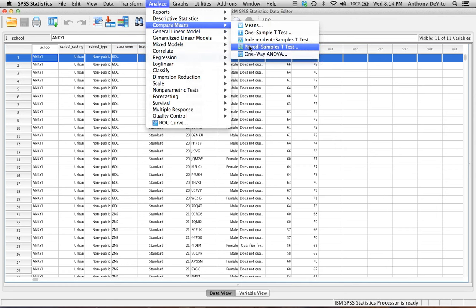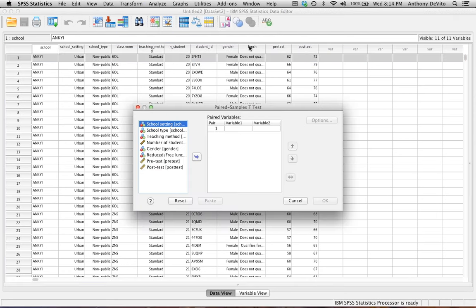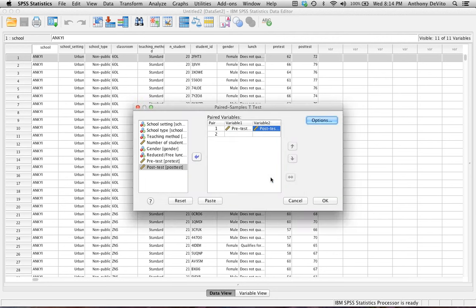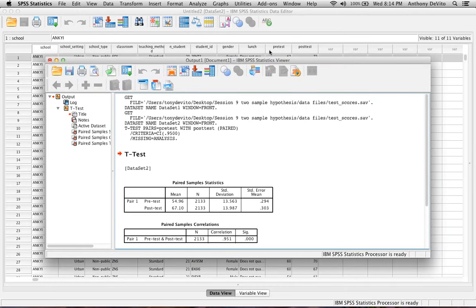Sometimes you'll see that as dependent rather than independent. I'm going to go to paired samples. I want to compare the pre-test score to the post-test score. I move those into the box, that's a pair of variables that I'm going to compare to one another. I'm going to click in the options and make sure it says 95% confidence, so I'm doing my test at alpha of 0.05. I'm going to click OK and see what my result is.